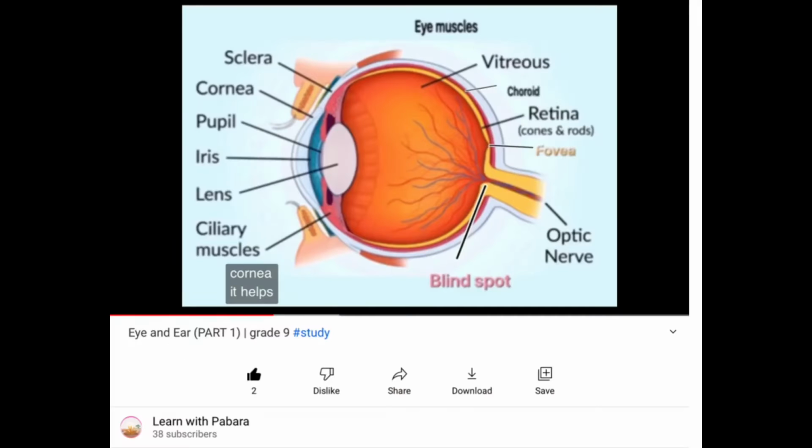In the previous video I discussed what the eye is, the parts of the eye, the structure of the eye, and then the process of visionary senses. Today I'm going to do experiments related to the eye.